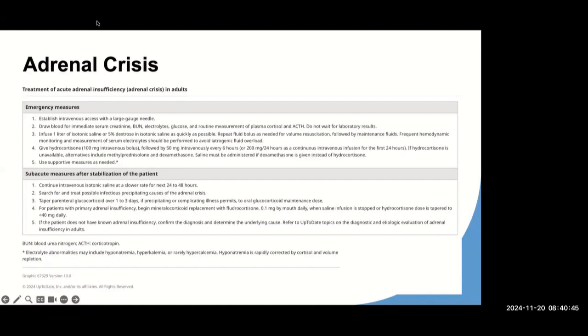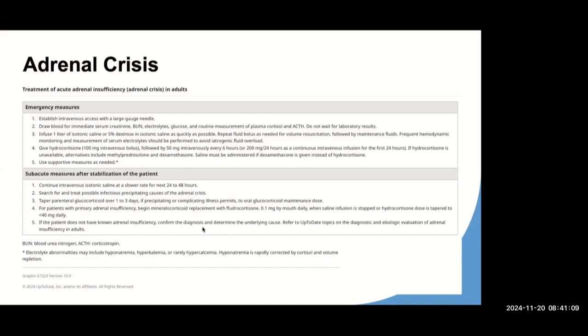You can also give, at the beginning of your management, 100 milligrams of IV hydrocortisone, followed by 50 milligrams every 6 hours, to be able to sustain these levels of steroids in a patient that has complete insufficiency or has an adrenal crisis. If we do not have hydrocortisone available, you can also use other steroids such as methylprednisolone and dexamethasone.